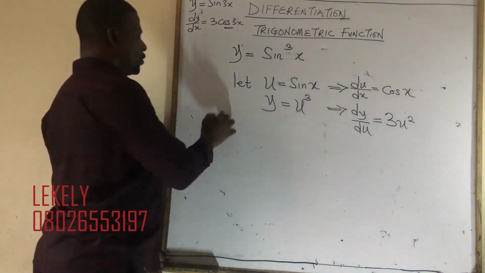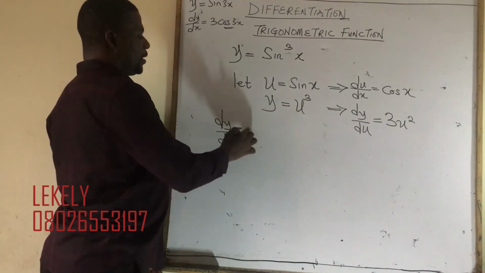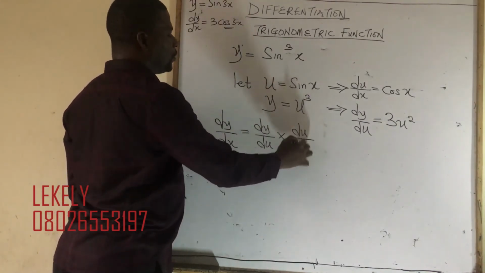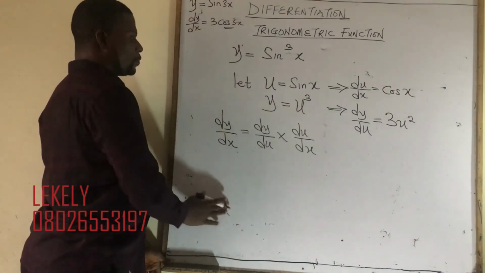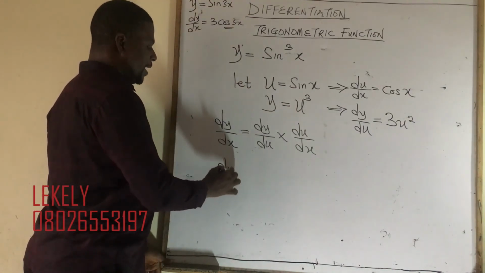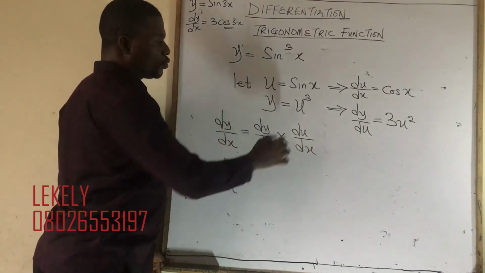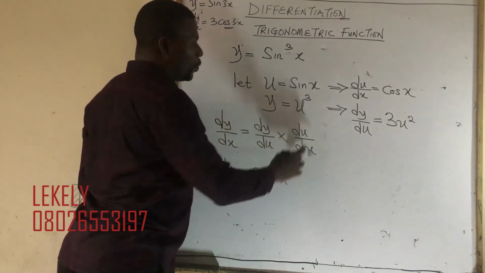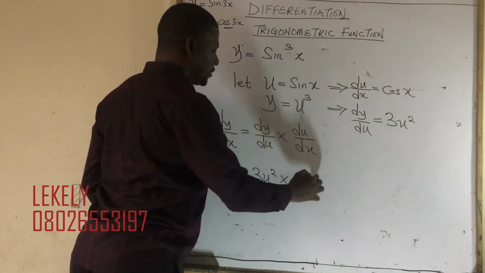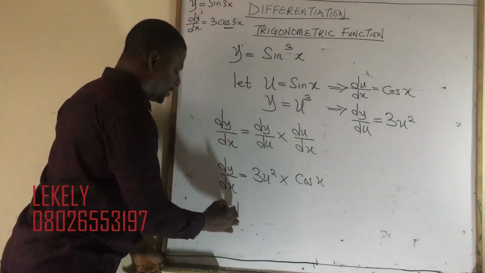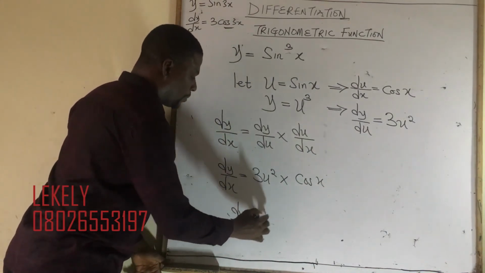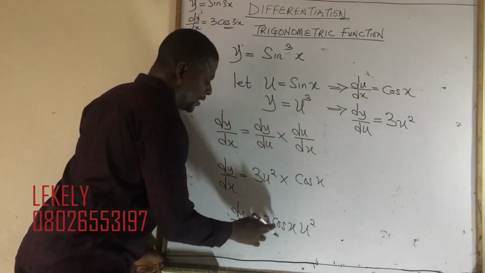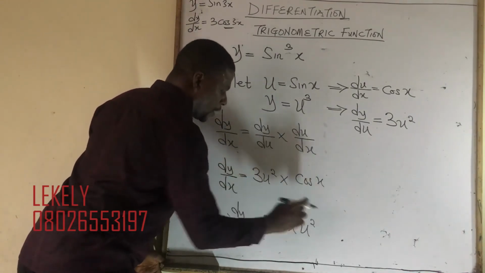Now, using your formula, dy/dx equals dy/du times du/dx. So your dy/dx will now be equal to, what's dy/du? 3u squared times, what's your du/dx? Cos x. So by the time you multiply this, your dy/dx will now be 3 cos x u squared. That is this 3, then this cos x, then this u squared.